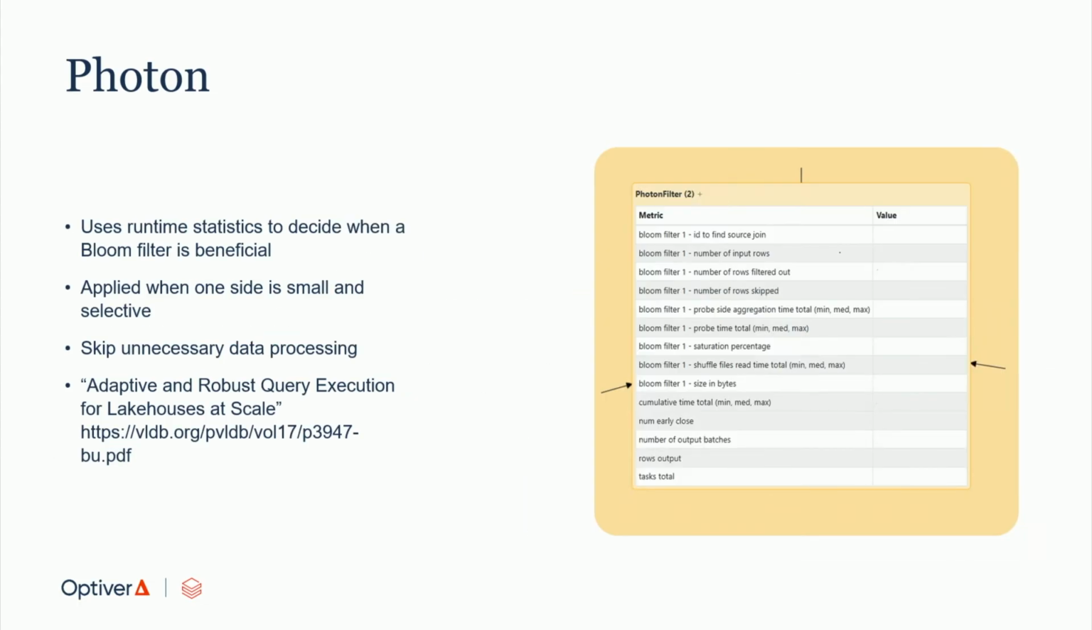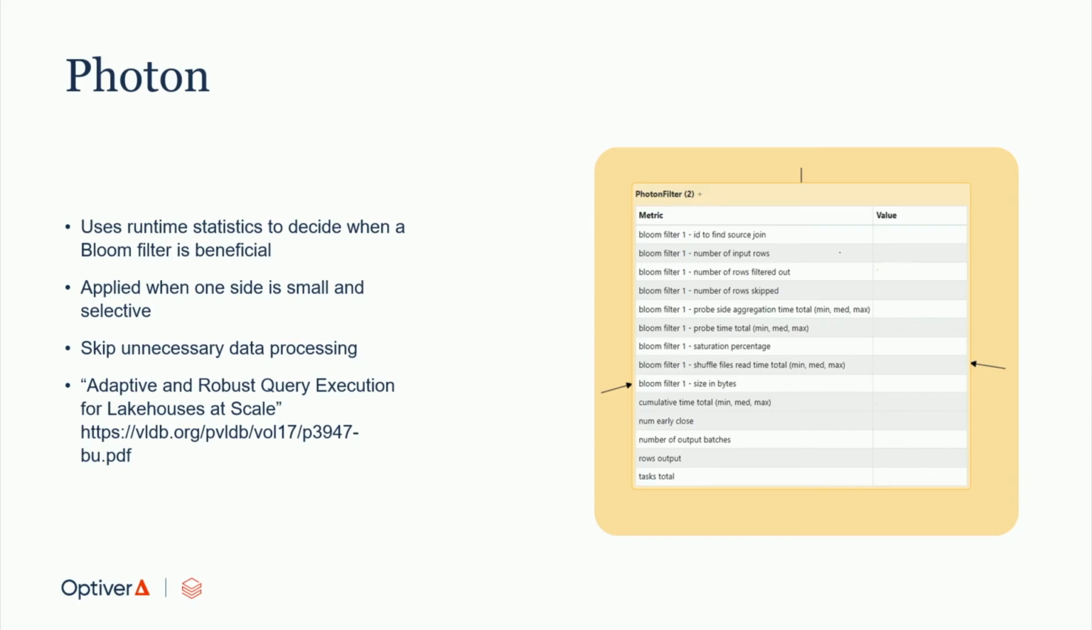Let's take a closer look at how it works behind the scenes. At the core of this optimization is something called a Bloom filter. It's a compact data structure that allows Spark and Photon to quickly estimate whether a record would match without actually needing to shuffle to do the full joins.